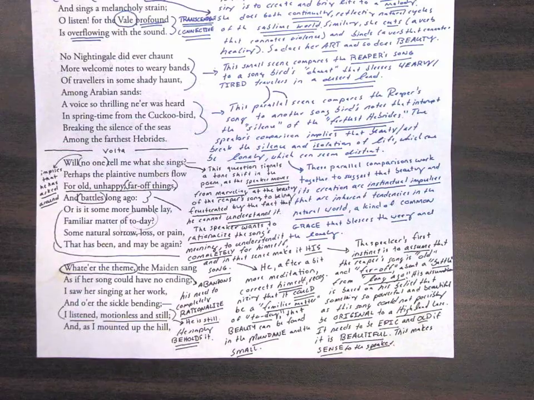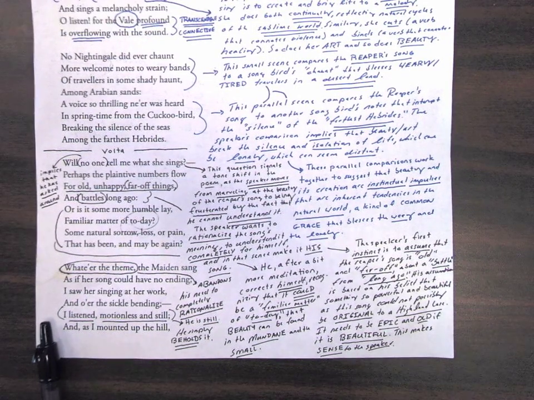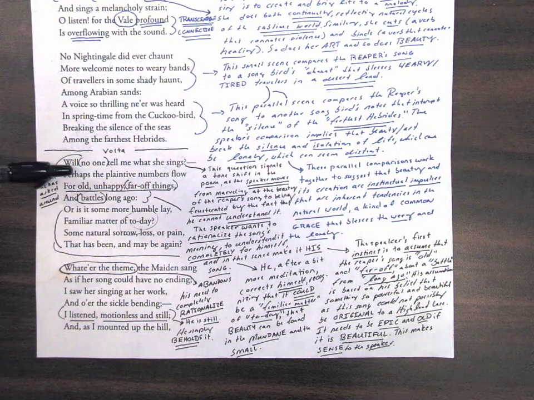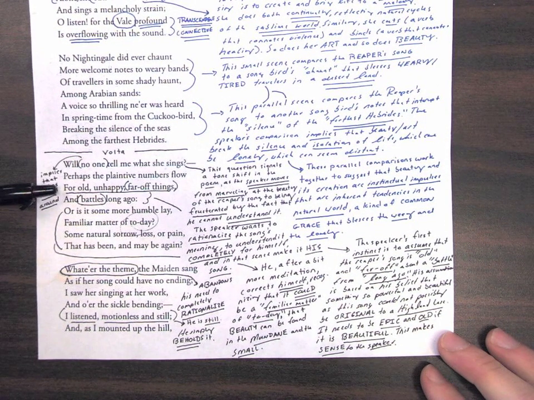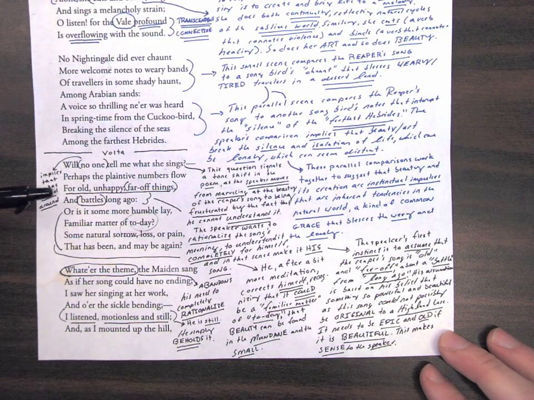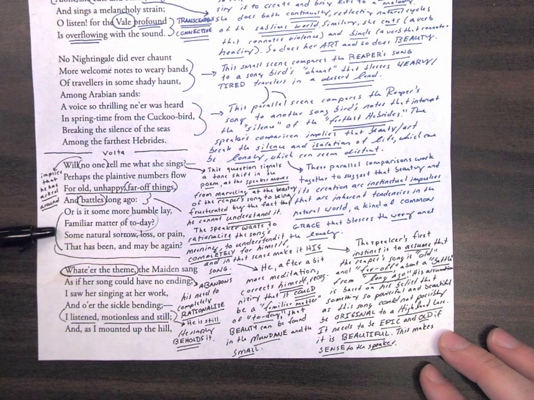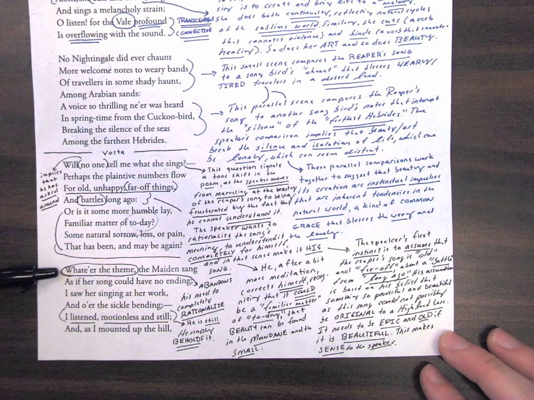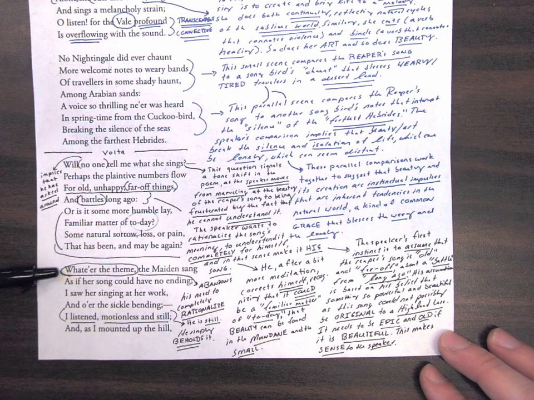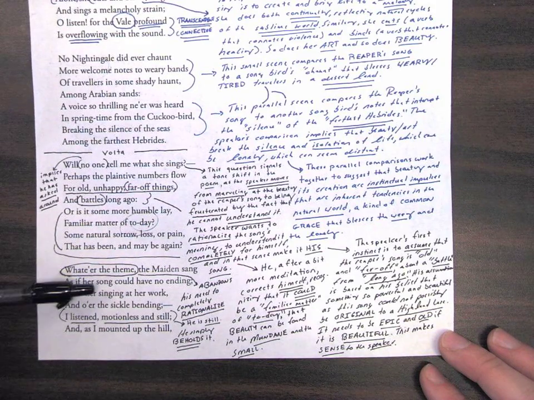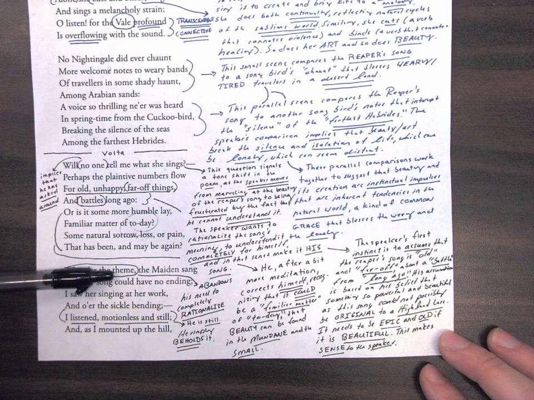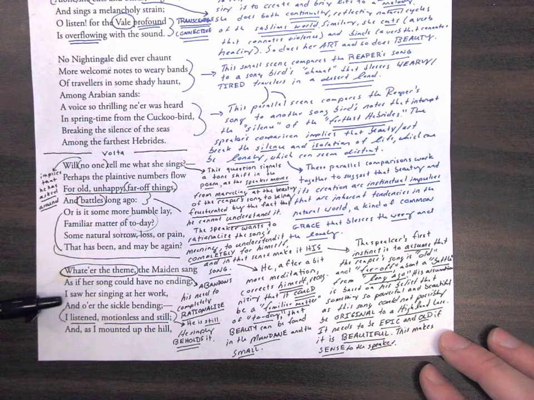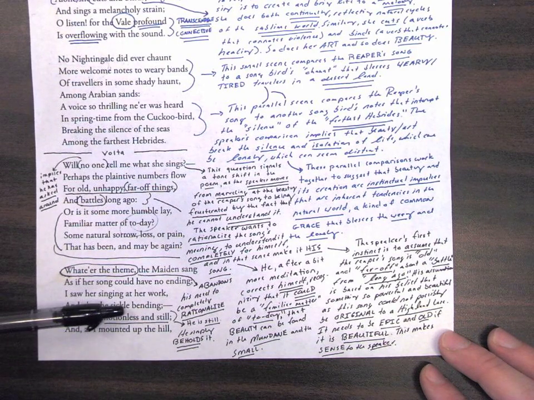In the next stanza, the speaker's tone shifts once again. His frustration after the volta, which leads him to misinterpret and then to re-evaluate, gives way to, in the first line of the final stanza, what we would call peace. He makes peace with the fact that he cannot fully rationalize the theme, the meaning that the maiden sang. As if her song could have no ending, I saw her singing at her work, and o'er the sickle bending.